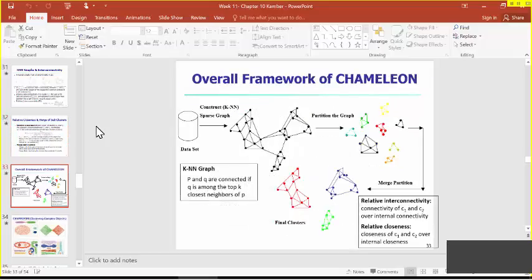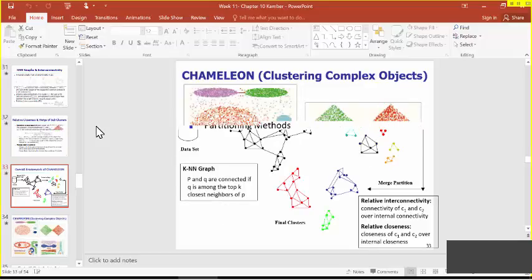So this is a grammatical explanation of the Chameleon algorithm. You can go through it, and these are some experimental results.